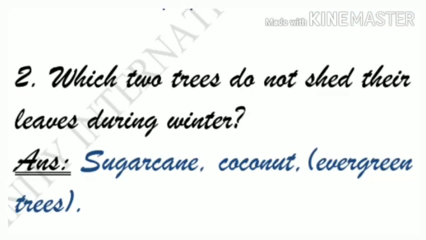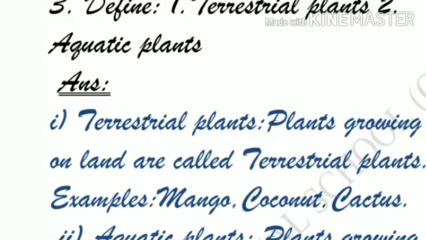Question 2. Which 2 trees do not shed their leaves during winter? Answer: sugarcane, coconut. Within the bracket, evergreen trees.